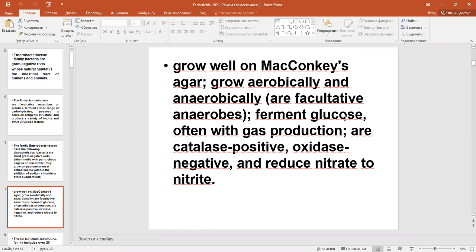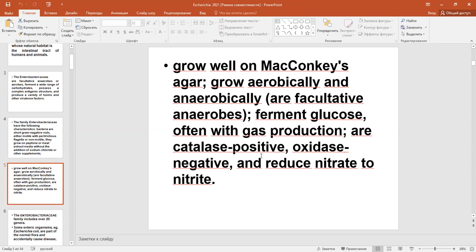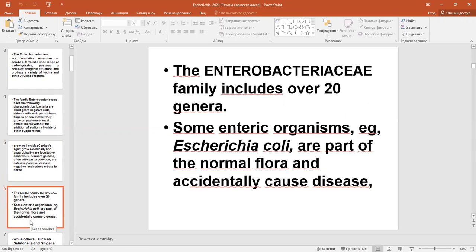They are able to ferment glucose, often with gas production, and are catalase positive, oxidase negative, and reduce nitrate to nitrite. They are biochemically active. Most of them have a lot of saccharolytic enzymes and are able to ferment many sugars, and most of them have proteolytic enzymes. They are able to destroy proteins. The Enterobacteriaceae family includes over 20 genera.